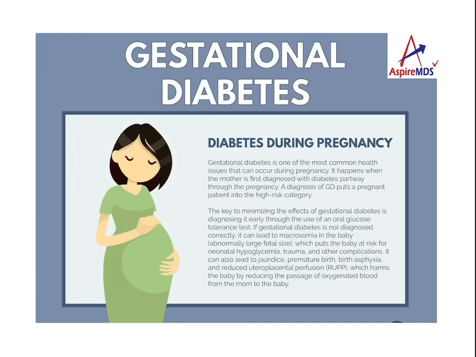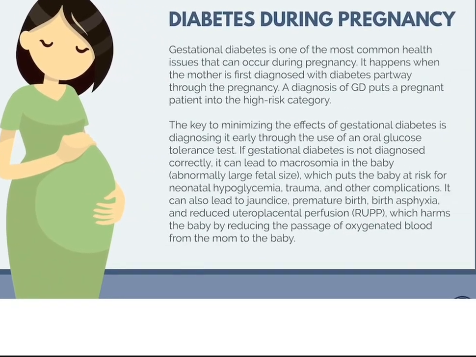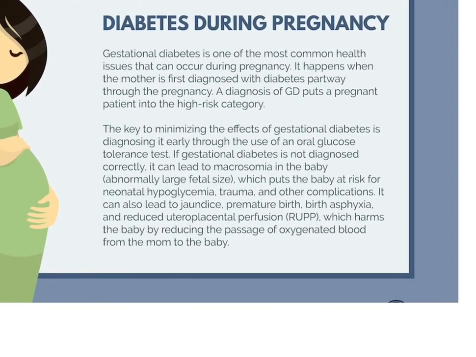Whereas if we talk about gestational diabetes, it is diabetes which occurs during pregnancy. It is one of the most common health issues that occurs during pregnancy. It happens when the mother is first diagnosed with diabetes partway through the pregnancy. A diagnosis of gestational diabetes puts a pregnant patient into a high-risk category.